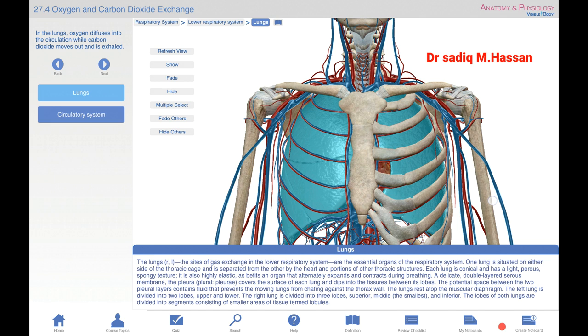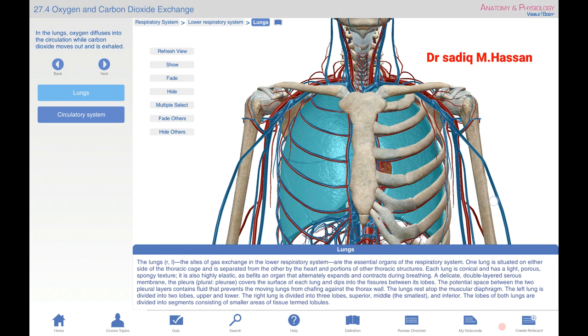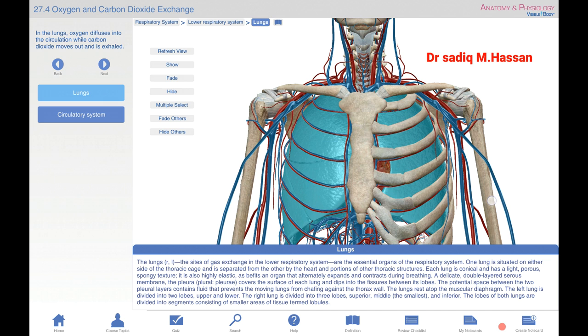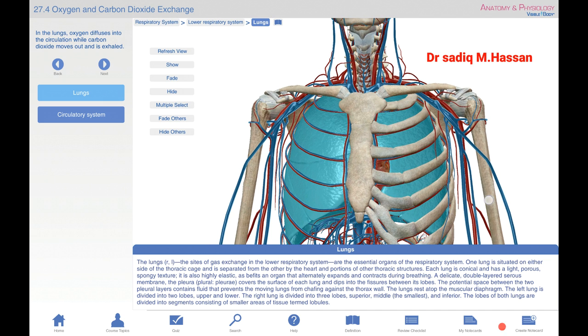It also has a little bit of porosity, so it is also highly elastic, as benefits an organ that alternately expands and contracts during breathing. A delicate double-layered serous membrane, called the pleura, covers the surface of the lung and tips into the fissures between its lobes.